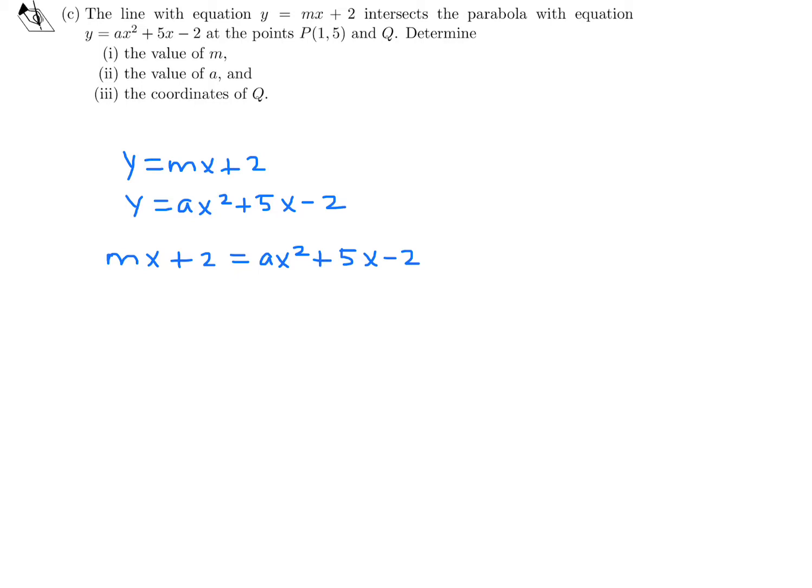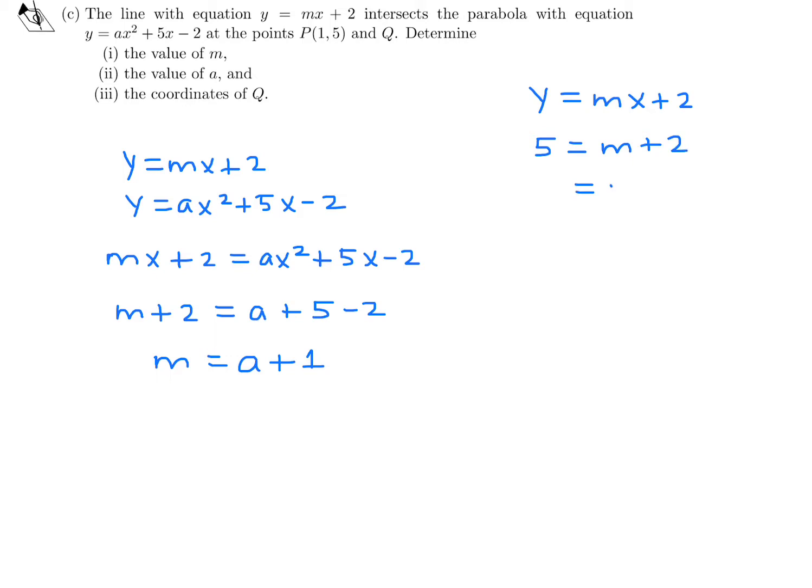And they intersect at the point (1, 5), so we can substitute that point in. x is 1 at that point. So that will be m plus 2 is equal to a plus 5 minus 2. So that gives me m is equal to a plus 1. Okay. So now let's go over to this y equals mx plus 2 and substitute this point, (1, 5). When y is 5, x is 1. So that means m is 3.